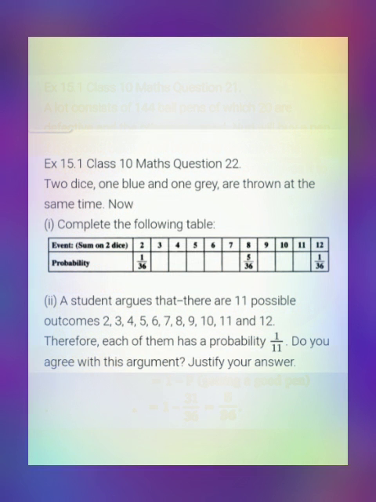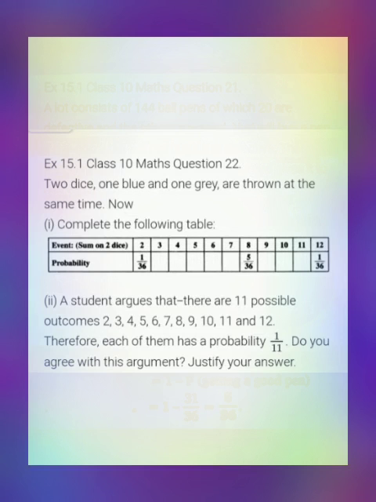Okay. Now let us move on to question number 22. This is also one of the very important questions from the exam point of view. Please listen carefully, children. 2 dice, one blue and one grey, are thrown at the same time and complete the following table. This is the first part of the question. You have to complete the following table, and for the sum 2, the sum 8 and the sum 12, the probabilities are already filled in the table. For the remaining sums 3, 4, 5, 6, 7, 9, 10, 11 only we have to find out.